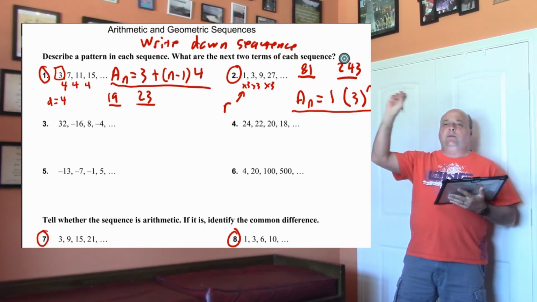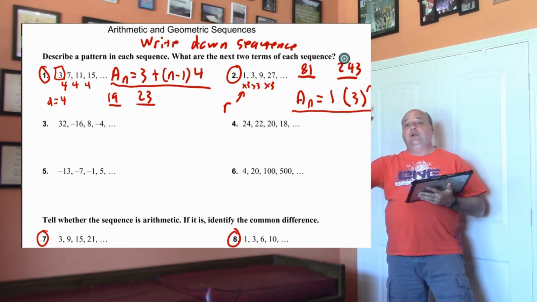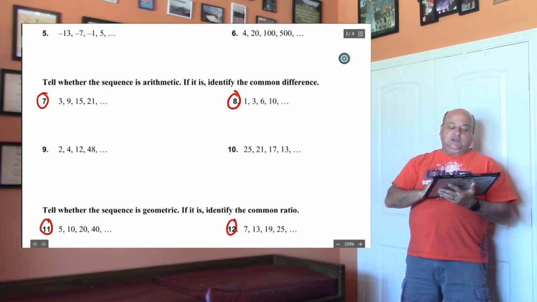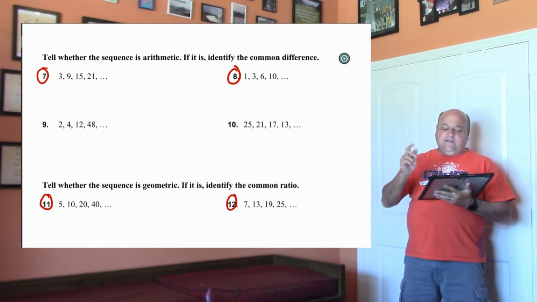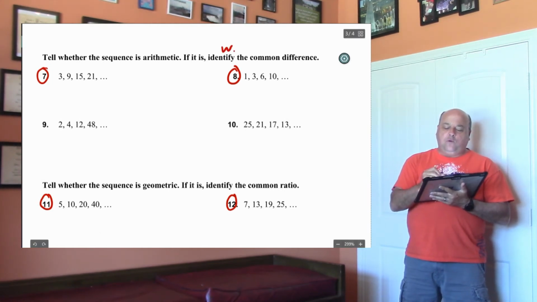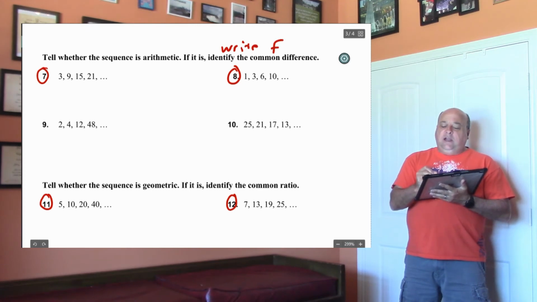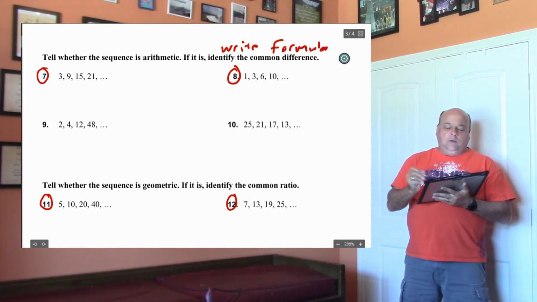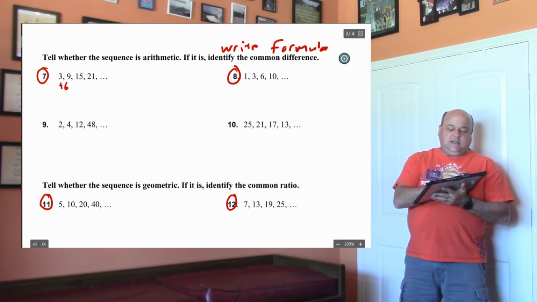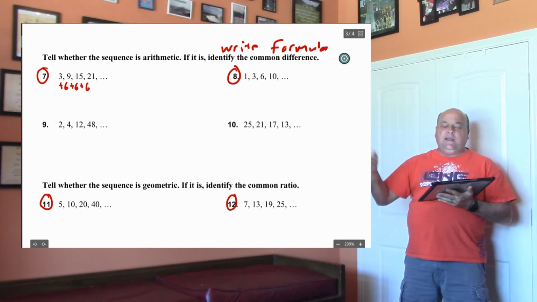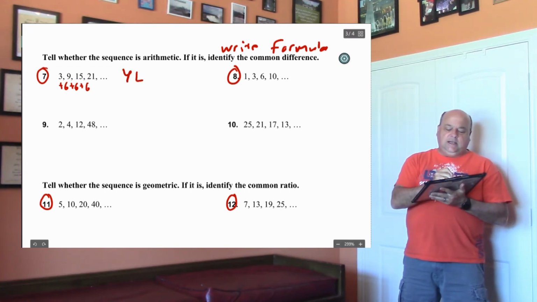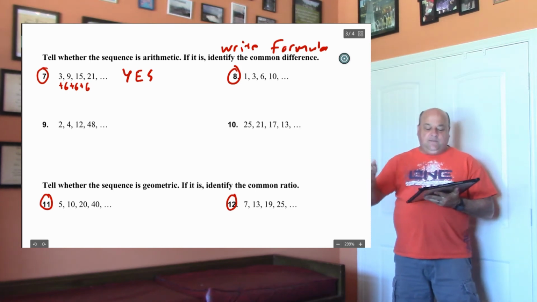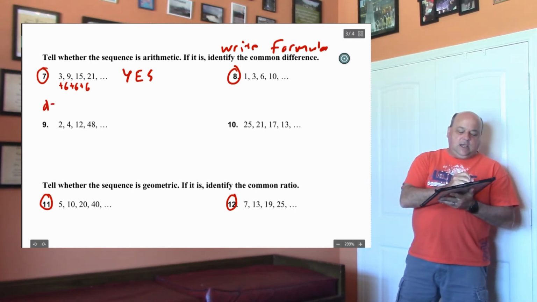All you need is the first term and the common difference or the common ratio, and you can write your formula, okay? Let's go down to number 7 through 11. Identify the common difference and also write the formula. If it's not, you'll just put no, okay? On this one right here, plus 6, plus 6, plus 6, that's a common difference, right? So ding, ding, ding, I've got an arithmetic sequence. So write down yes. Okay, and then the common difference, write down d equals 6.